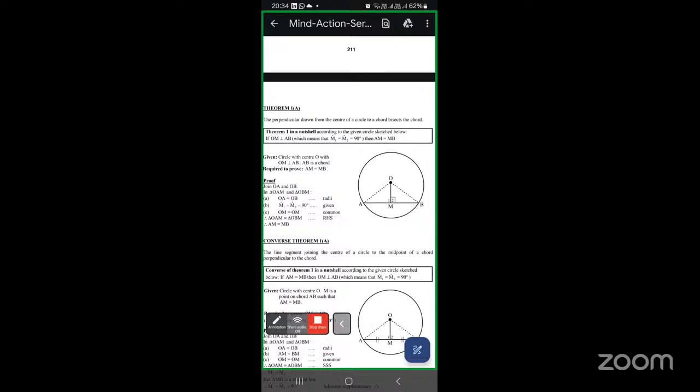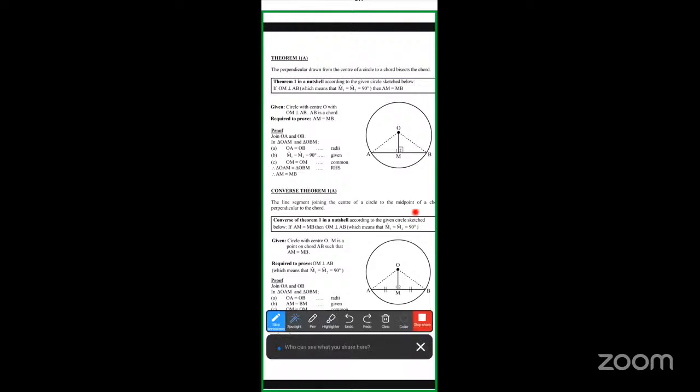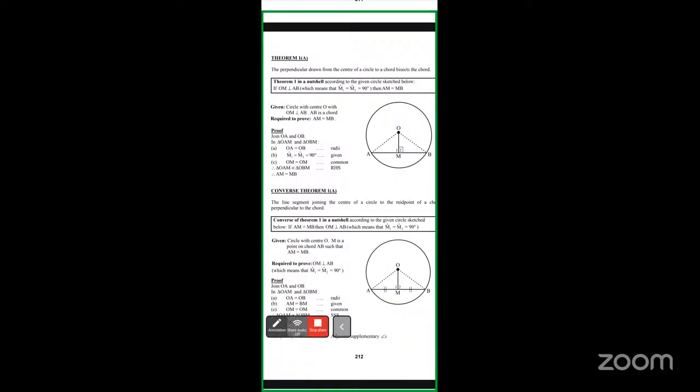Then we have got the converse of that theorem: if it is given that AM and MB are equal, then you can conclude by saying these angles are 90 degrees and then OM is perpendicular to AB. That's the converse of theorem 1.